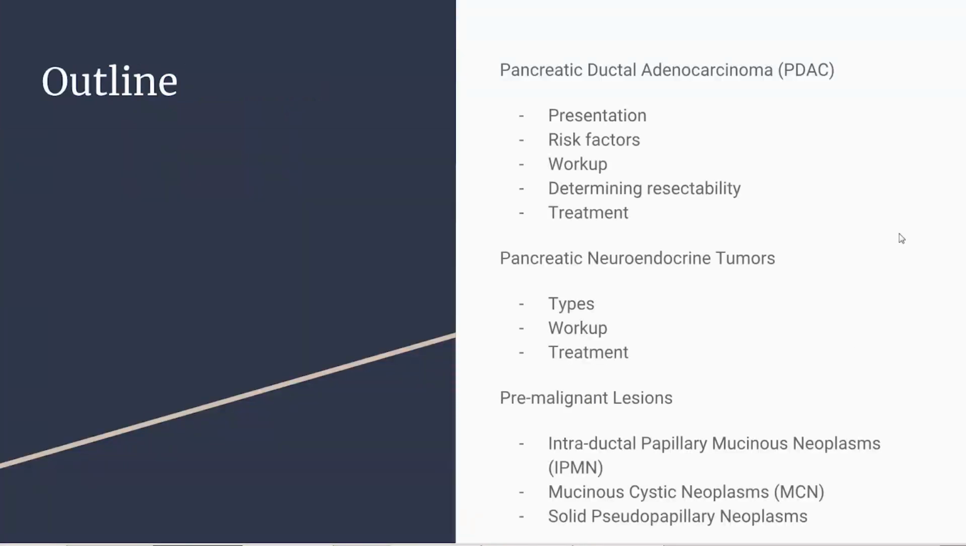So this is an outline of what we're going to be talking about. First, we're going to go over pancreatic ductal adenocarcinoma, discussing the common presentation, some risk factors, how to work it up, determining resectability, and then finally talking about treatment. We're going to move on to pancreatic neuroendocrine tumors, discussing first the types, the workup of those, and the treatment as well. And lastly, we're going to be talking about some premalignant lesions, in particular intraductal papillary mucinous neoplasms, or IPMN, as well as mucinous cystic neoplasms and solid pseudopapillary neoplasms.